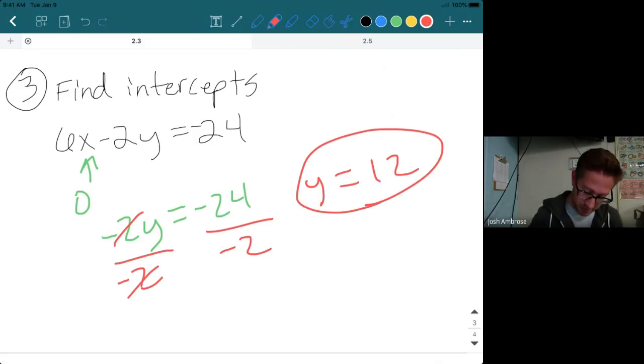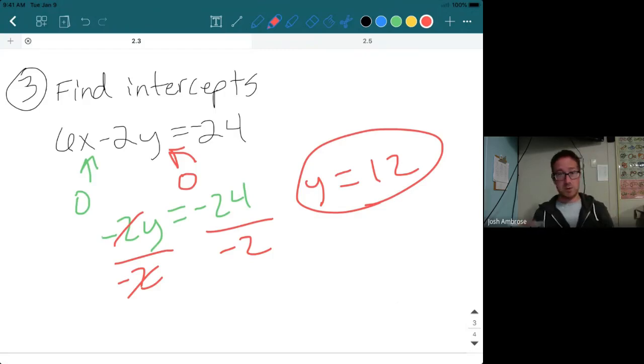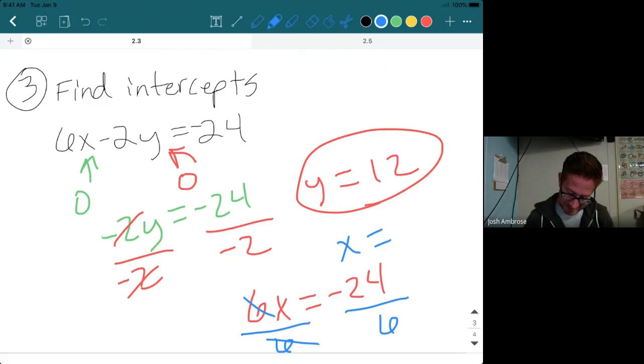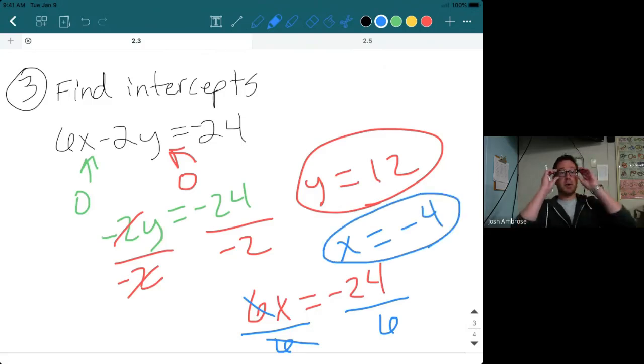Now go back into it, and then we're going to make y 0. And let's go ahead and say negative 2 times 0 would be 0, so that would drop out, leaving you with just 6x equals negative 24. Then again, we got to isolate the variable, divide both sides by 6, and the x-intercept is going to now be negative 4. All right, perfect for that.